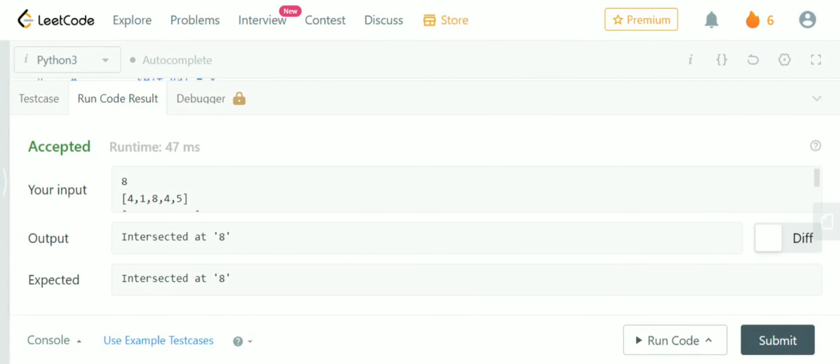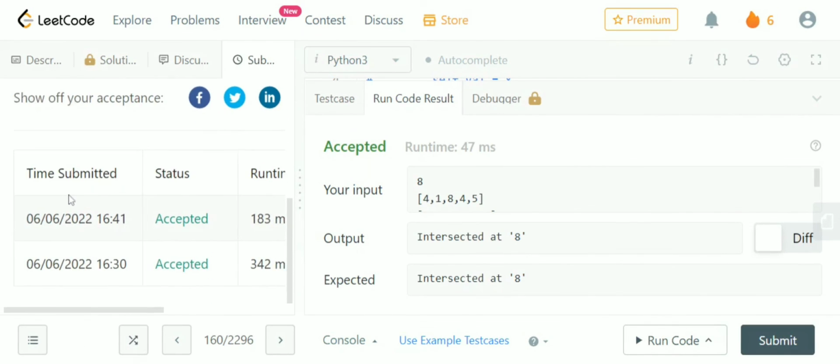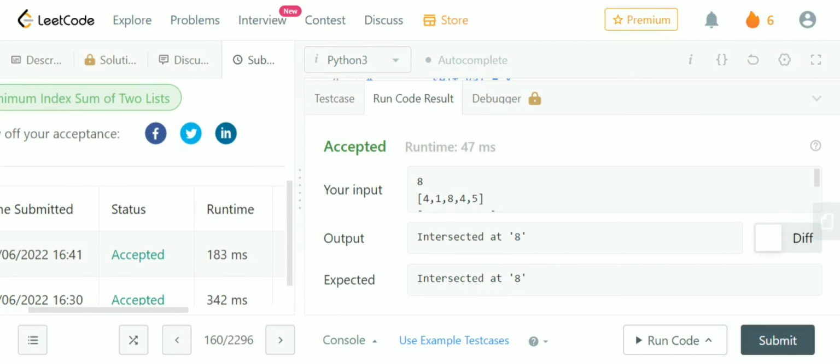It was accepted, and so this was our sixth day streak.